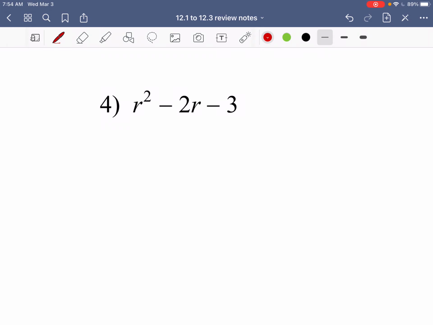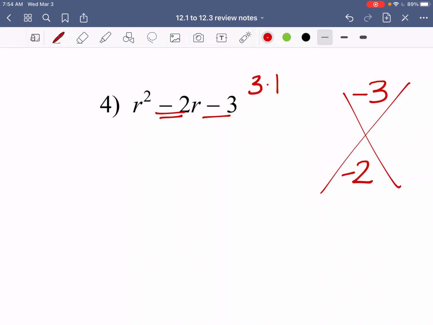Number 4, same thing. Your c value goes in the top. Your b value goes in the bottom. Only things that multiply to be 3 are 3 and 1, so it has to be those. One of them again needs to be negative, but this time when I add them, I need to get a -2. So it's going to be a -3. So I get a -2 when I add. So in this case, it's r minus 3 and r plus 1.